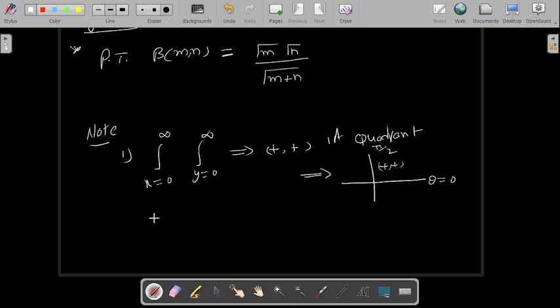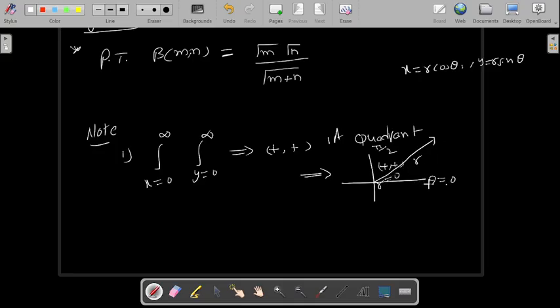Next, when you come to the r value, what does r mean? When you convert into polar form, x equal to r cos theta, y equal to r sin theta. Suppose the function is in the first quadrant, so theta is 0 to pi by 2. What is this r? This r is the distance from origin.